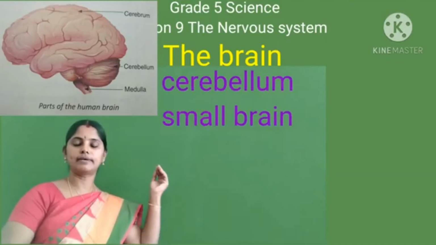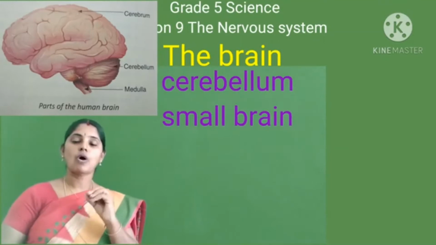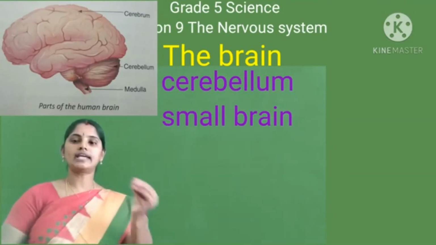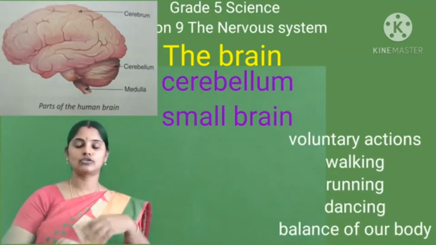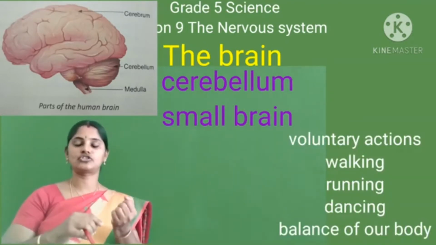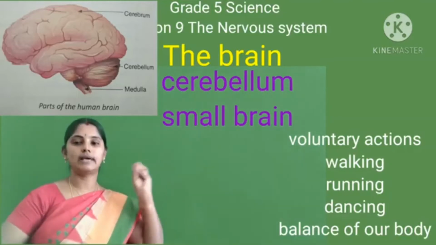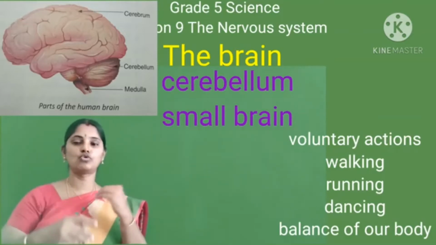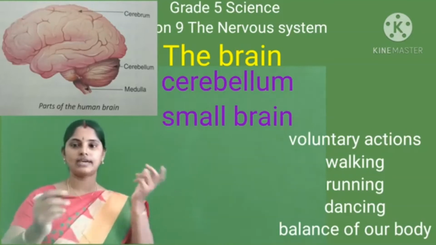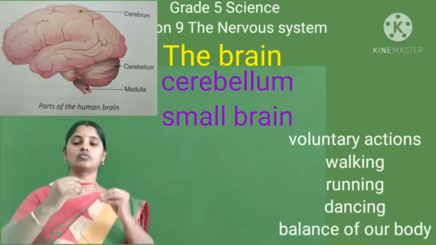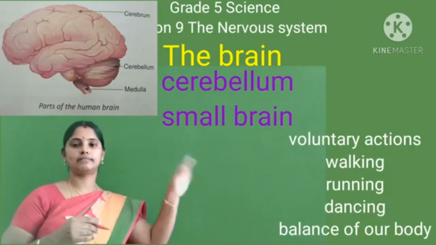The next one is the cerebellum, the small brain. Cerebrum is the big brain, so cerebellum is the small brain. It controls all the voluntary actions we are doing: standing, running, walking, dancing. All these voluntary actions are controlled by the small brain called cerebellum. Hand and leg coordination should be there while we are dancing. This coordination work is done by the cerebellum.